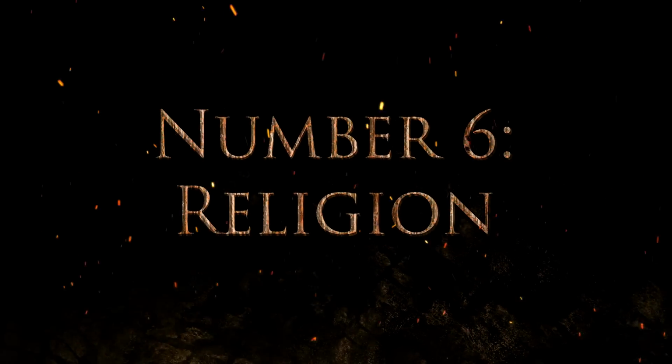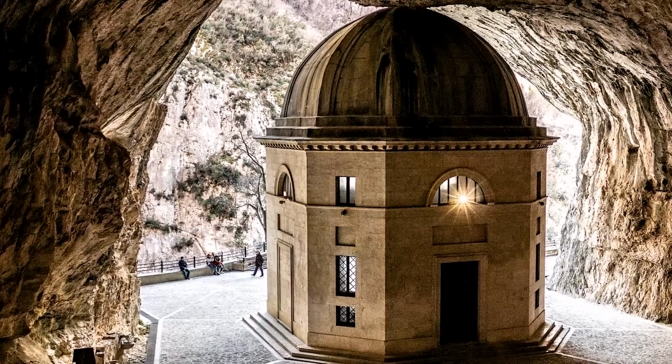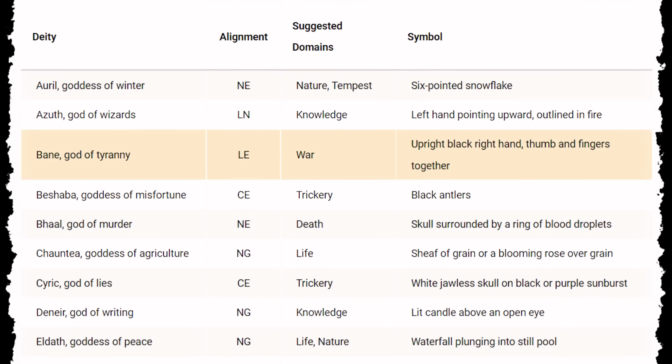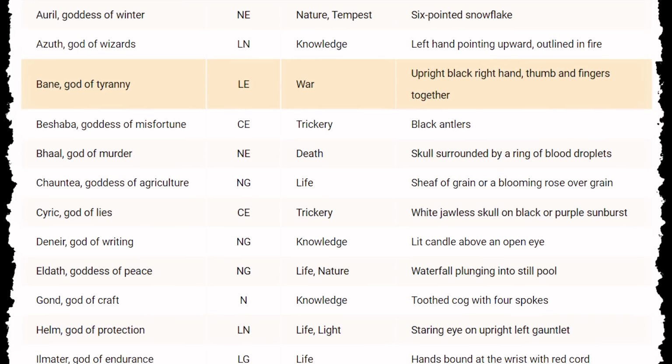Number 6, religion. Consider which religions are prominent in the town. Is there only one religion? Are there several religions, but only a few are the most popular? Perhaps there's a temple to one and only shrines to some of the others. Do you have a pantheon for your world? If not, perhaps now's the time to make one.